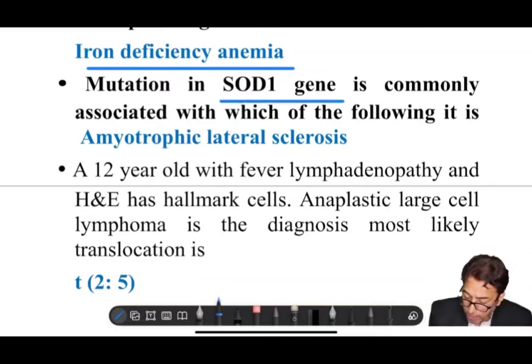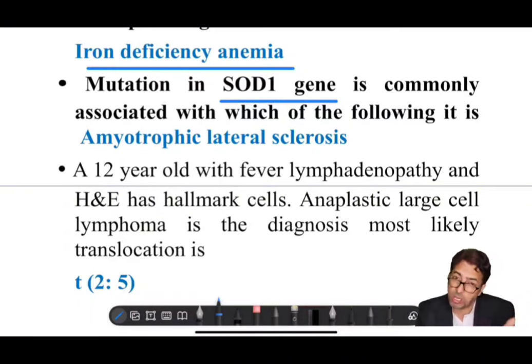SOD1 gene is implicated in which clinical condition? Amyotrophic lateral sclerosis, in which there is degeneration of many tracts of the spinal cord, a part of degeneration of the nervous system, and patients present with a huge range of symptoms. It's a deadly, progressive neuromuscular degenerative disease, ALS, Lou Gehrig's disease, and it is associated with characteristic mutations of the SOD1 gene.